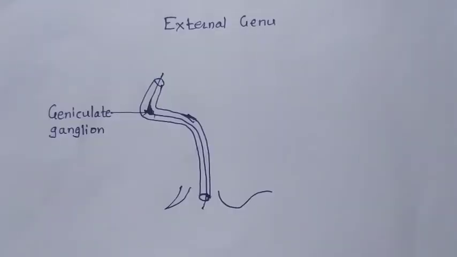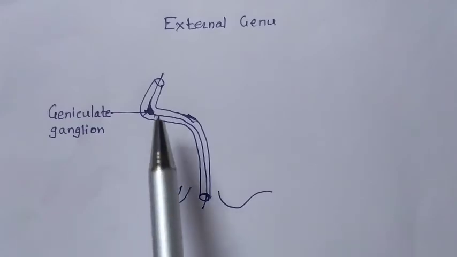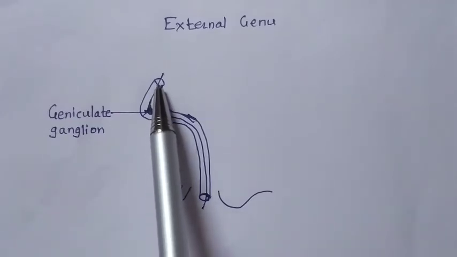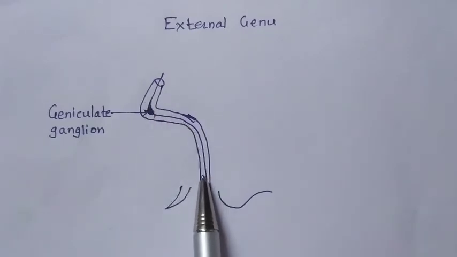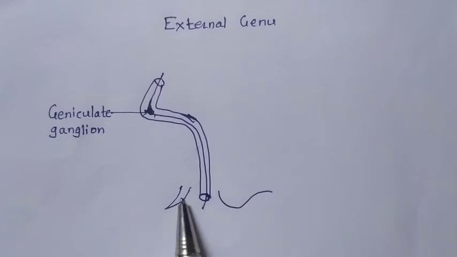After coming out from the pontomedullary junction, the facial nerve enters in internal acoustic meatus and then it enters in the facial canal. This is the facial canal. It ends at stylomastoid foramen which lies between styloid process and the mastoid process.